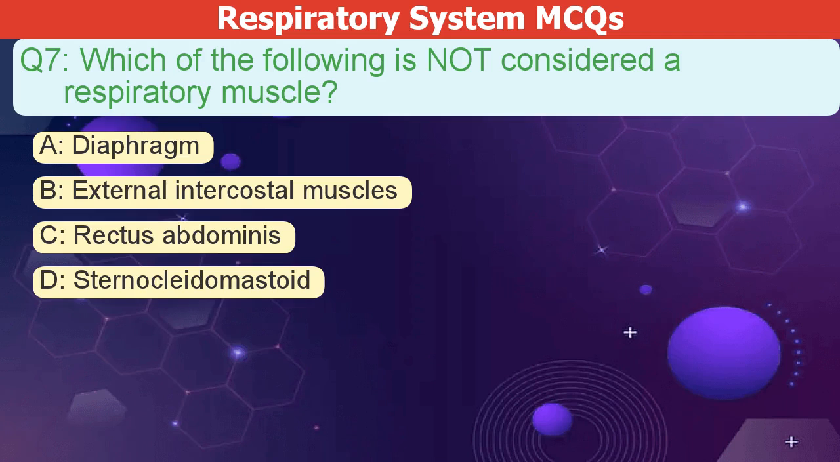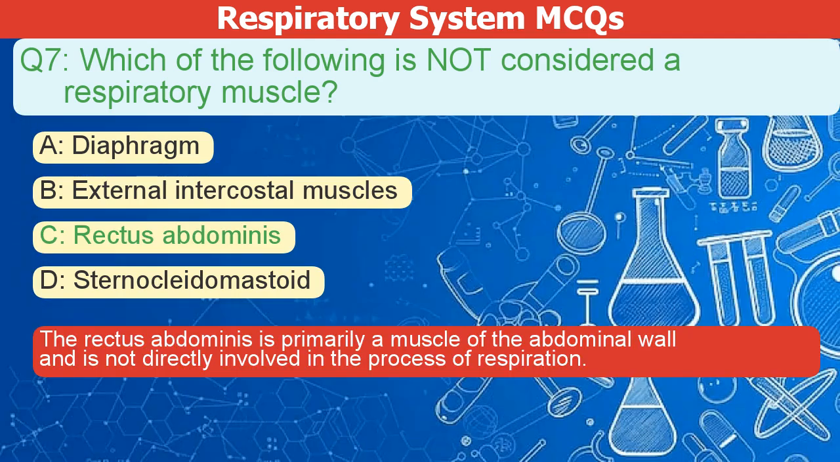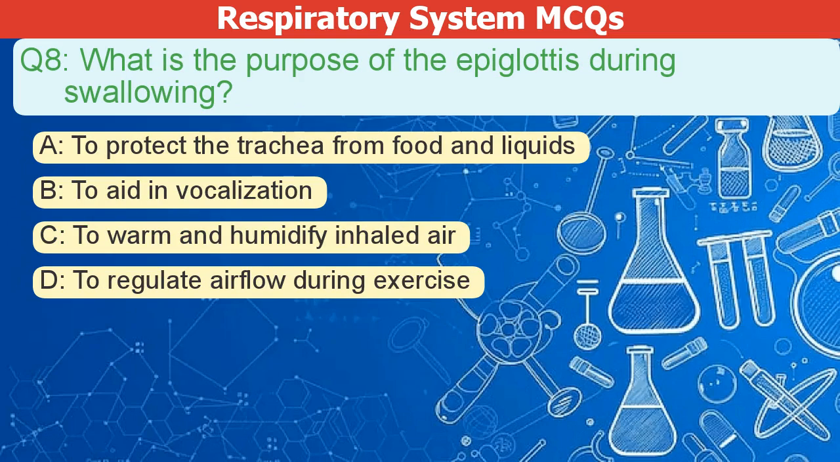Which of the following is not considered a respiratory muscle? A. Diaphragm. B. External intercostal muscles. C. Rectus abdominis. D. Sternocleidomastoid. The correct answer is C. The rectus abdominis is primarily a muscle of the abdominal wall and is not directly involved in the process of respiration.